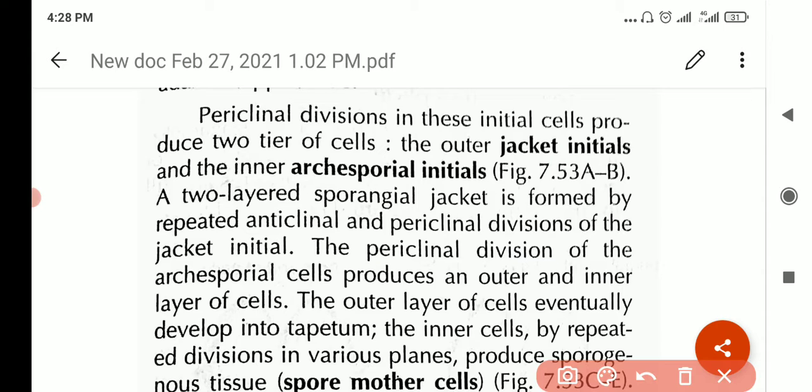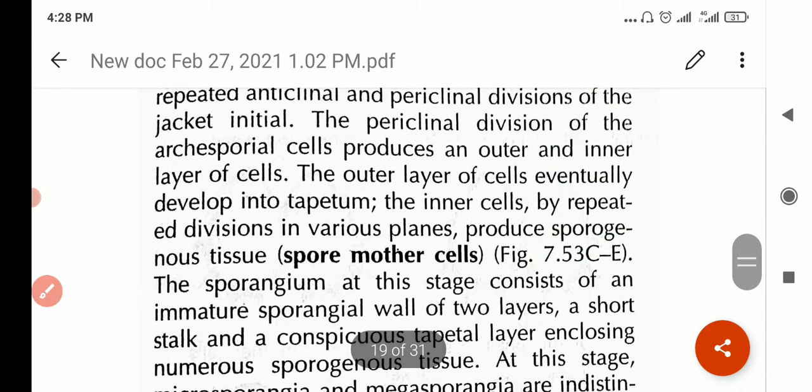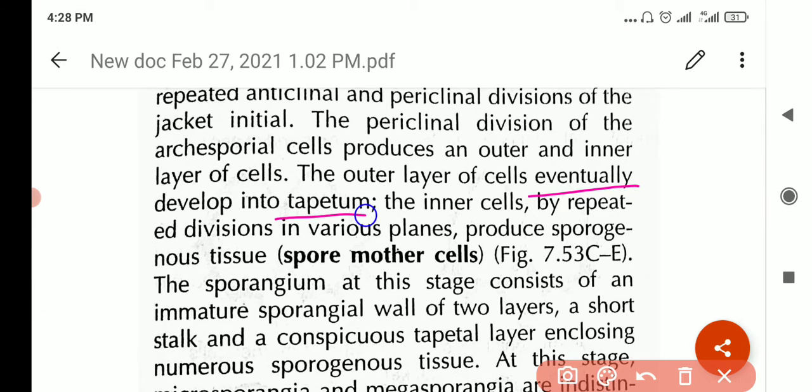Then we get a two-layered sporangial jacket formed by repeated divisions. So it will keep on dividing. Then again, those archisporal cells will produce an outer and inner layer of cells. Then the outer layer of cells will become the tapetum, and the inner cells will become the sporogenous tissue or the spore mother cells.